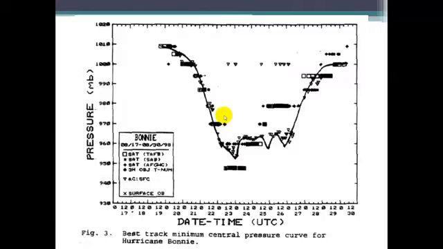Here is pressure data from on board an aircraft that flew through the eye of Hurricane Bonnie back in the 90s. And as you can see here, the pressure drops. So here's our pressure in millibars, and as we go through the eye of course is the lowest pressure of the storm, and you see that portrayed here in this cross-sectional data.